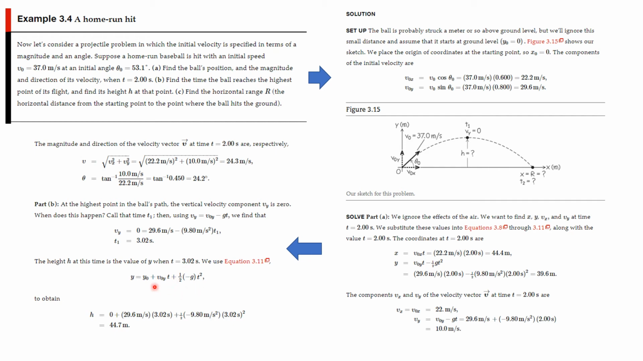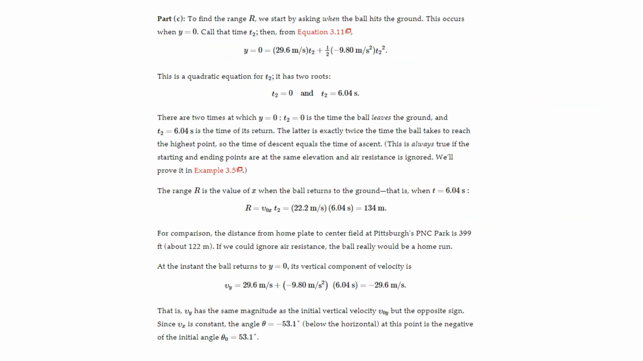And we take that 3.02, we substitute into that, and we find that the height is 44.7 meters. Part C, we're to find the horizontal range, the distance from the starting point to the point where the ball hits the ground. Well, we know how long the ball is airborne. It is airborne this long. We also know how fast it's going in the x direction, and in the x direction it's going 22.2 meters per second.